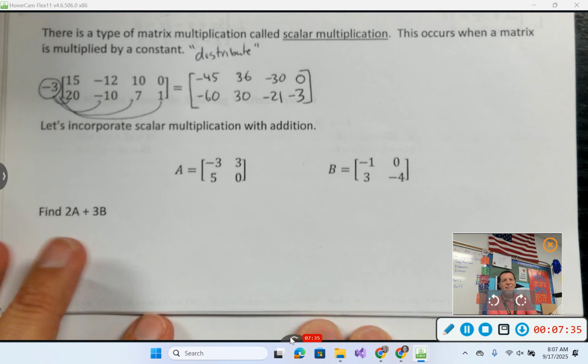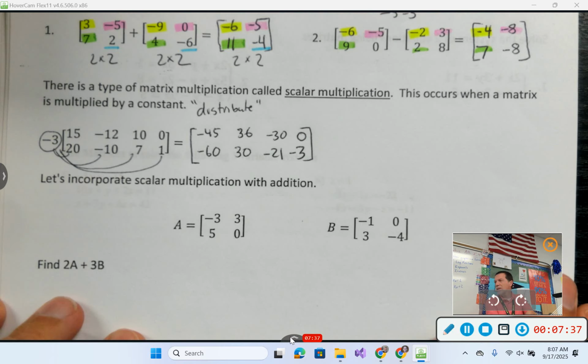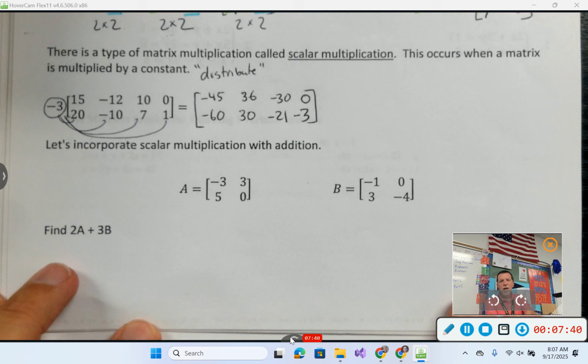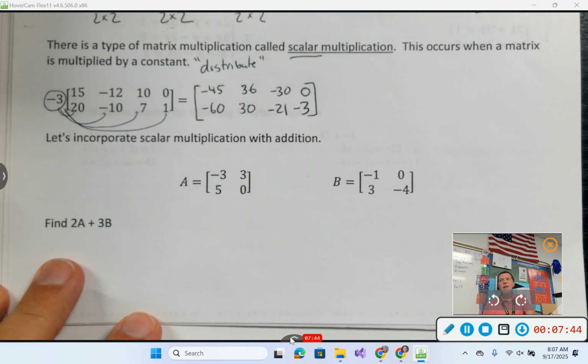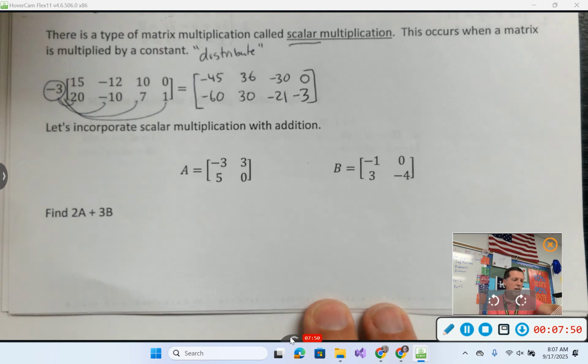So, adding works like you think it would, subtracting works like you think it would, multiplying, at least scalar multiplication, works like you think it would. There's also matrix multiplication that we're not going to do, that's more complicated. Just leave it at that.